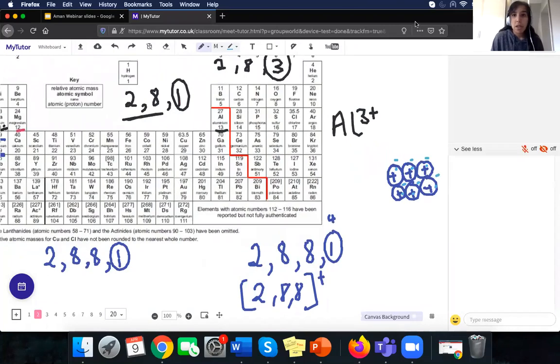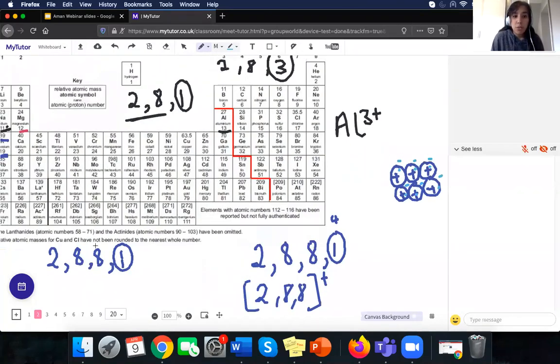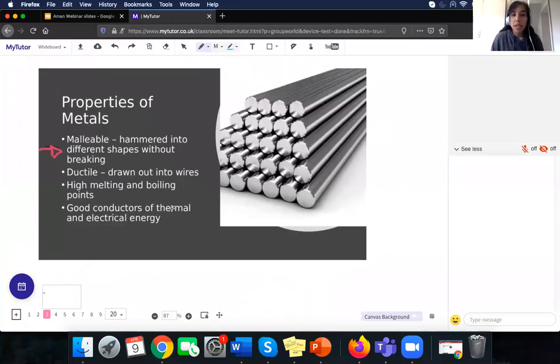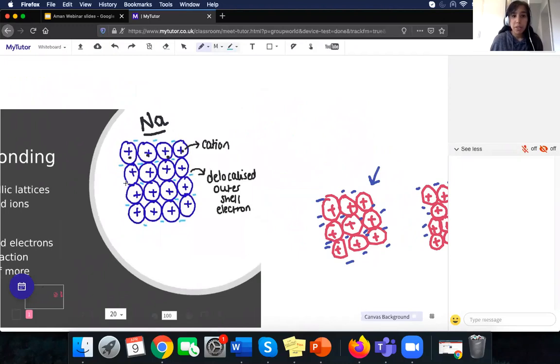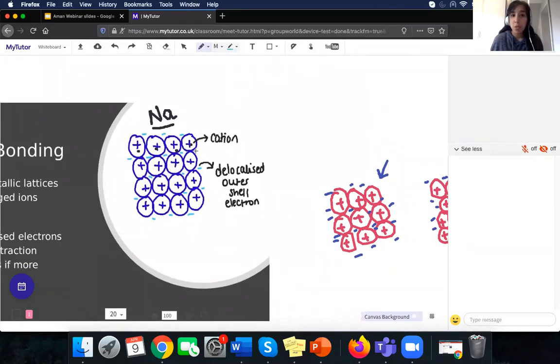Okay, so back to our metals then. So we said that they're malleable, they can be hammered into different shapes without breaking, and we said that that's because the layers can slide over one another. Well, it's exactly the same for ductility or ductile. So ductile means that metals can be drawn out into wires. And just like with malleable, because these layers of cations here can slide over one another without breaking that shape, they're also ductile.